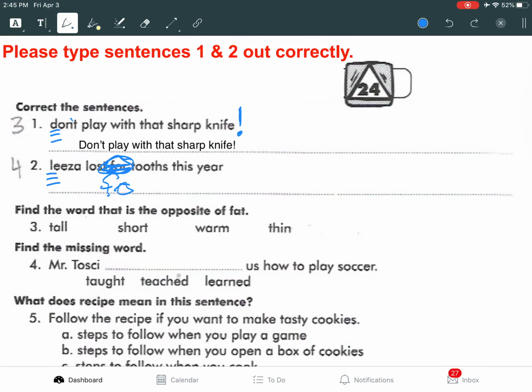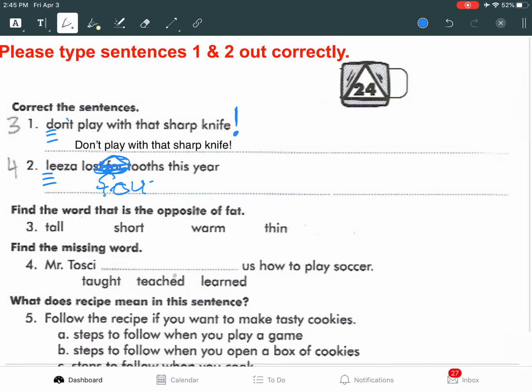Oh, my goodness. I can't let that go by. That was a horrible U. U-R. All right, so 4.